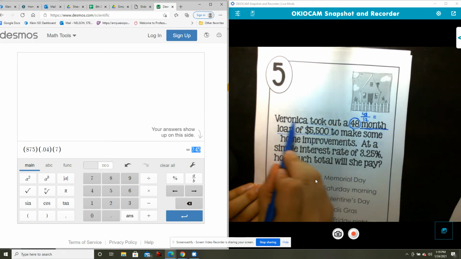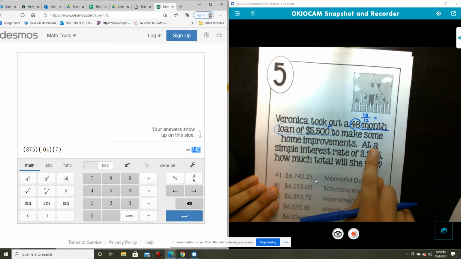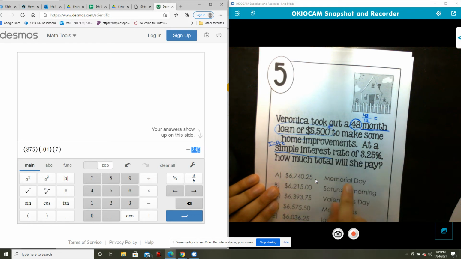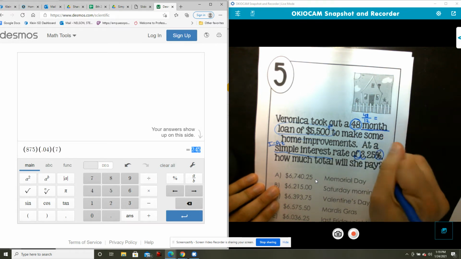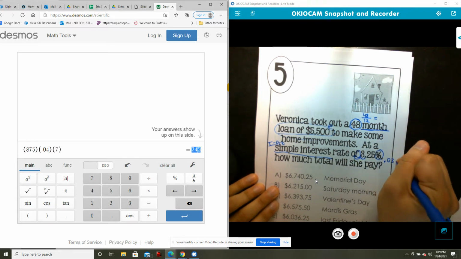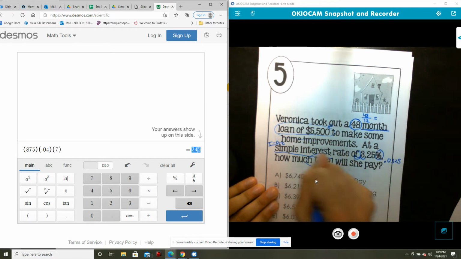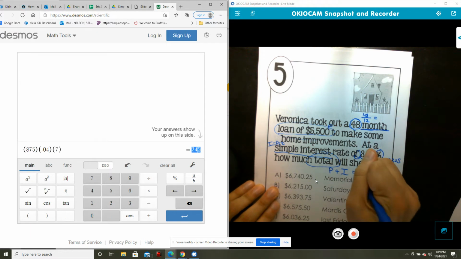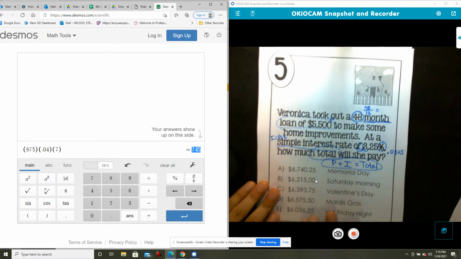A loan of $5,500, there's our principal, to make some home improvements at a simple interest rate, which means we're going to deal with I equals PRT of 3.25%. There's our percent. We're going to have to move this over 2 times and type in 0.0325 into the calculator. How much total will she pay? Okay, another P plus I question. And then the total, whatever you get for principal plus interest, that's going to be your answer.